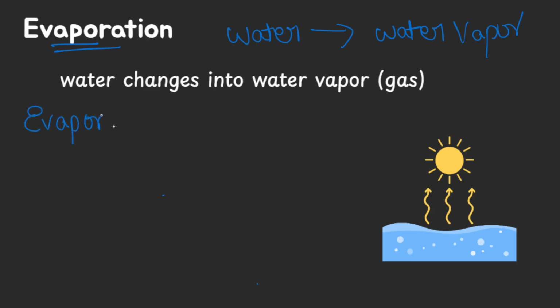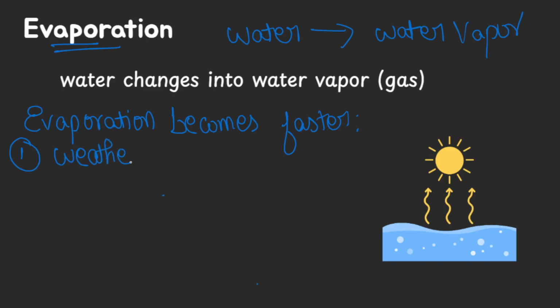Evaporation becomes faster when these conditions are met. The first one is the weather should be windy. That means the weather should have a hot sun, a hot sunny day. When the weather is windy, evaporation becomes faster.